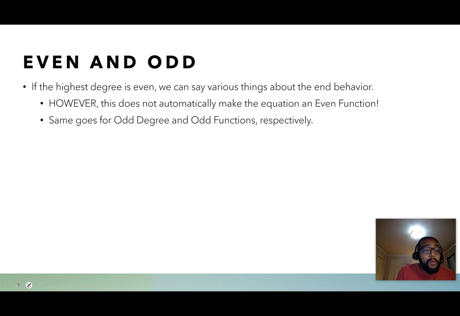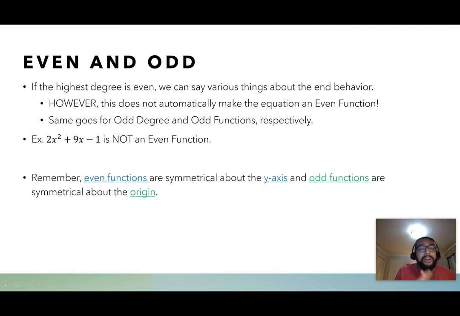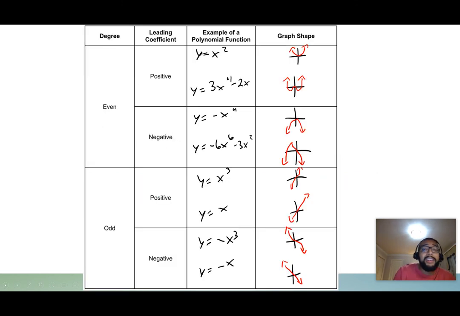And so with this here, remember, even functions are symmetrical about the y-axis. Odd functions are symmetrical about the origin. Just because the highest degree is even does not automatically make it an even function. Same thing for odd. So that does tell us, though, about our end behavior. So end behavior was the final thing we covered. This was from the video.